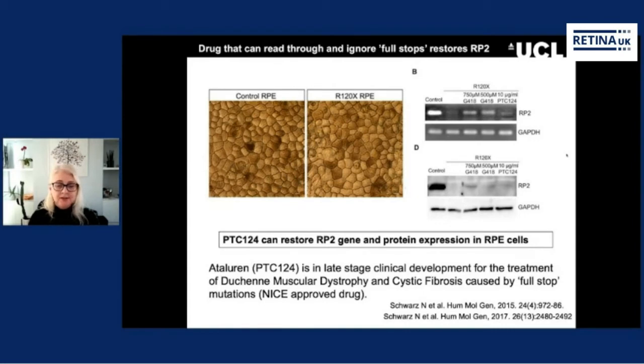We used a drug called PTC124. This drug is in late clinical stage development for Duchenne muscular dystrophy and cystic fibrosis, because they also have full stop mutations in those genes.